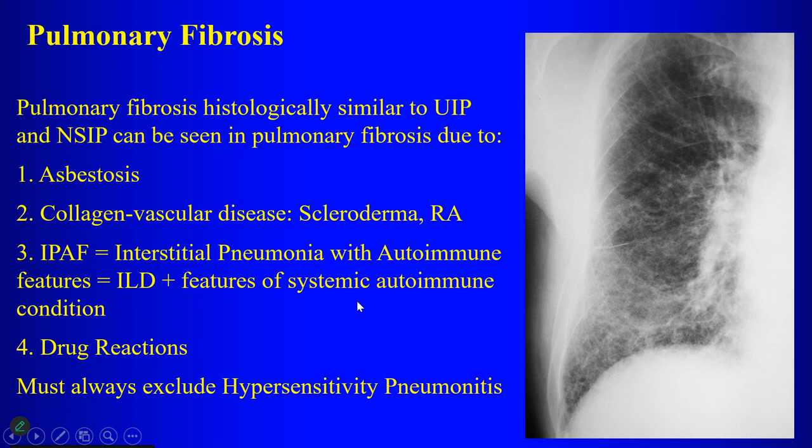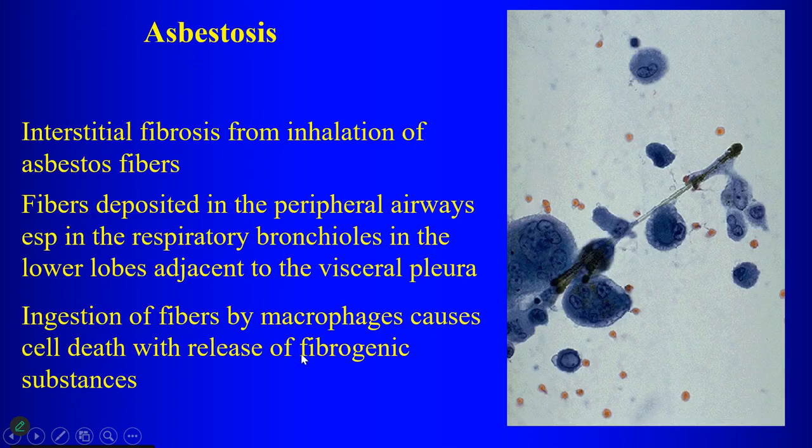IPAF is interstitial pneumonia with autoimmune features. That means you have an interstitial lung disease with some features of a systemic autoimmune condition, although it's not completely diagnostic of an autoimmune condition. So they have some underlying problem, maybe some form of seronegative rheumatoid arthritis, but some underlying autoimmune problem, and they develop fibrosis. That is IPAF. Drug reactions, and you must always exclude hypersensitivity pneumonitis whenever you're dealing with fibrotic lung disease.